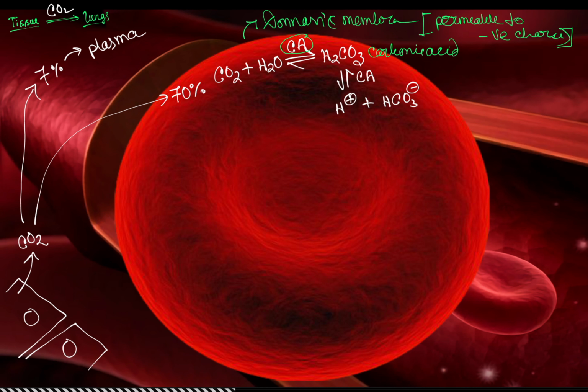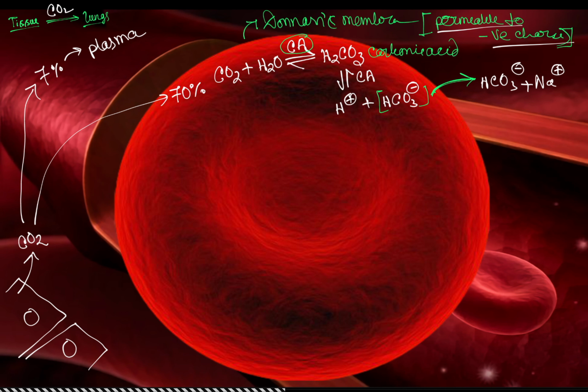Now remember the property that Donnan's membrane is permeable to only negative charge ions. So this HCO3 minus, which is a negative charge, will come out of RBC into the blood, right? This HCO3 minus bicarbonate ion will then react with Na plus ion, sodium ion present in blood, and will form NaHCO3, which is sodium bicarbonate.